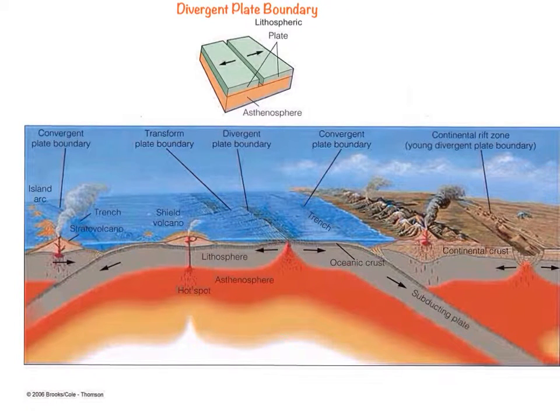The next is the divergent plate boundary, and yet again it has to do with the lithospheric plates, but instead of colliding like with the convergent plate boundaries, the divergent plate boundaries are where the plates divide or separate from each other. And yet again, it's because that asthenosphere is moving in a circular motion, forcing those plates that are floating on top to move, in this case, away from each other.